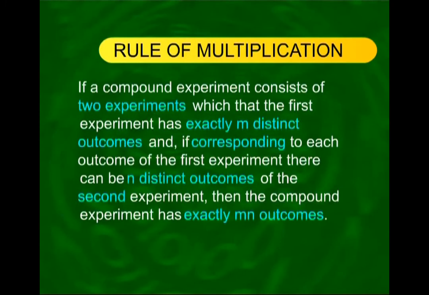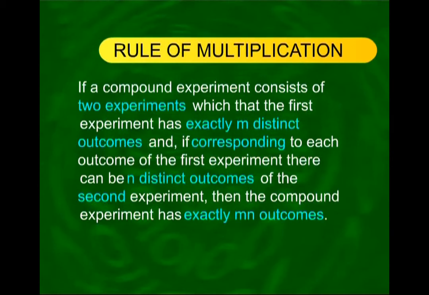As you now see on the screen, the rule of multiplication is stated as follows. If a compound experiment consists of two experiments such that the first experiment has exactly m distinct outcomes, and corresponding to each outcome of the first experiment, there can be n distinct outcomes of the second one, then the compound experiment has exactly mn outcomes.